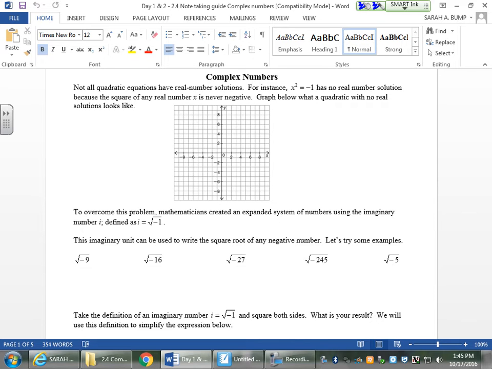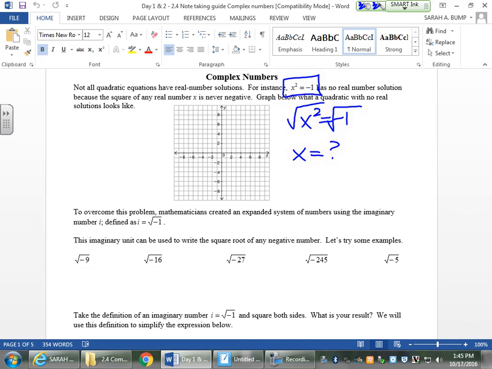So not all quadratics have real solutions. Solutions here are referring to the x values, the x-intercepts, and it gives you an example of a quadratic. So x squared equals -1. That was right here. This would have no real solution. If I tried to solve that for x, I would square root both sides, and when I tried to square root the -1, if I did it on the calculator, it would say error. And if you tried doing it in your head, you'd probably get an answer that you think is right but is wrong. So there's no solution to this.